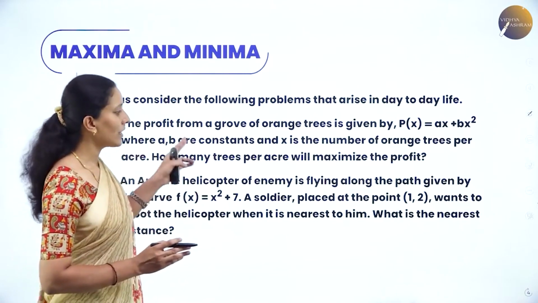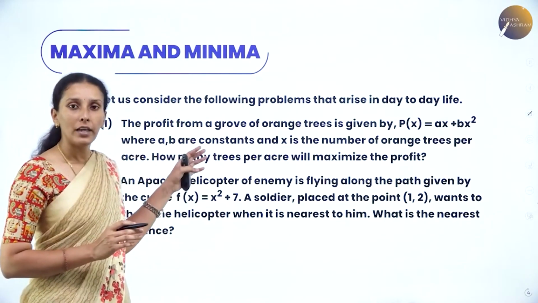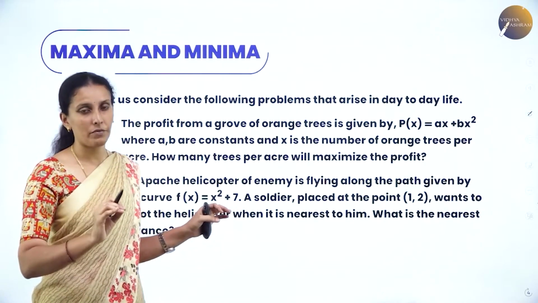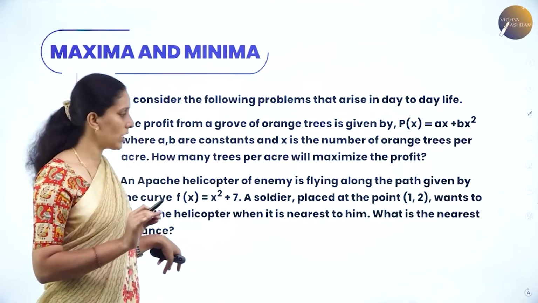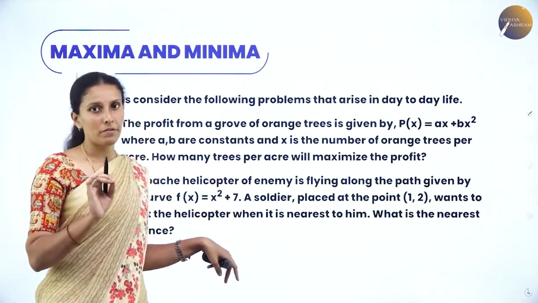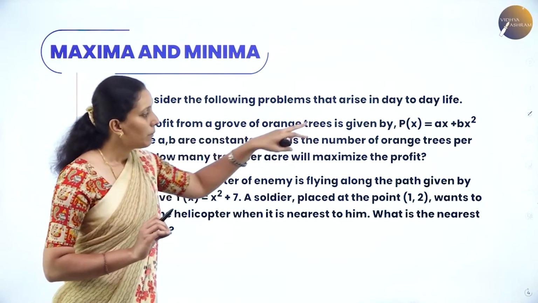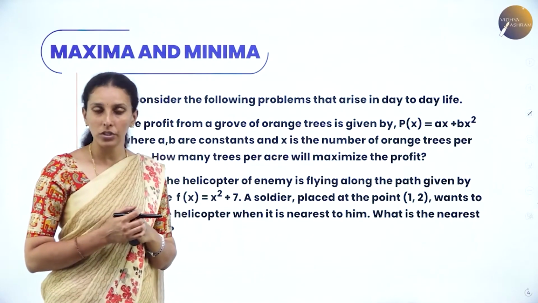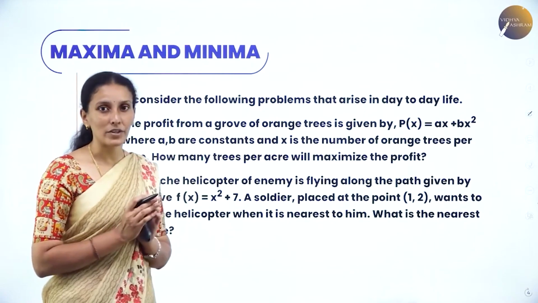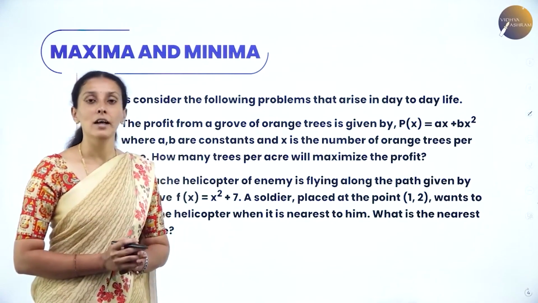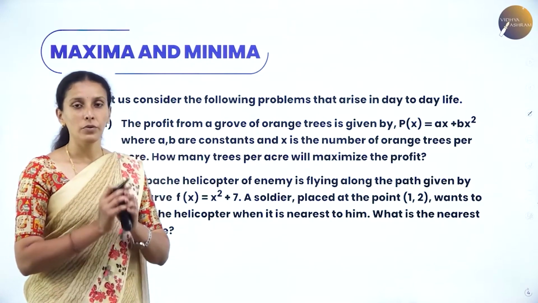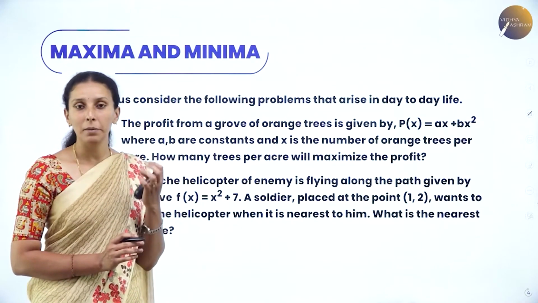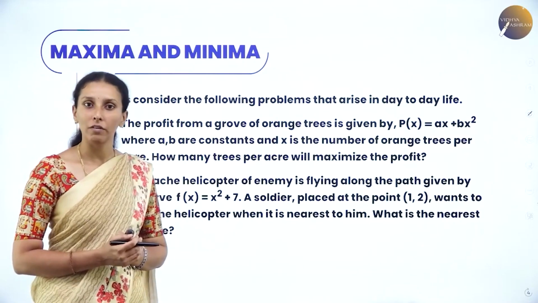So in both the examples here, we are supposed to calculate either the maximum value or the minimum value. Nearest means nothing but minimum value. And both the functions are expressed in terms of a quadratic equation. By solving the given function, we are supposed to calculate the maximum or minimum value for the given condition. So this is how we are going to calculate the maximum and minimum values of a given function.